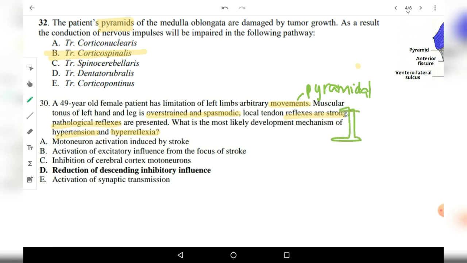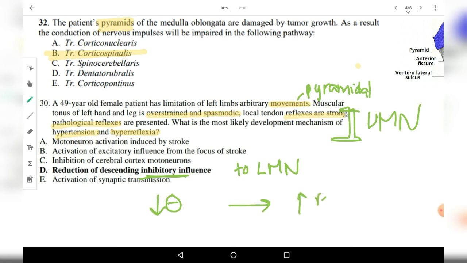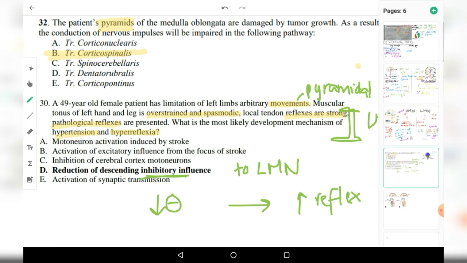So all these symptoms indicate what? That there is an upper motor neuron lesion. And as I told you, upper motor neurons are mainly inhibitory to the lower motor neuron. So when this inhibitory influence or inhibitory stimulus is decreased, the reflex of muscles and the tone of muscles will be increased. So this is how this concept was asked in the KROK.